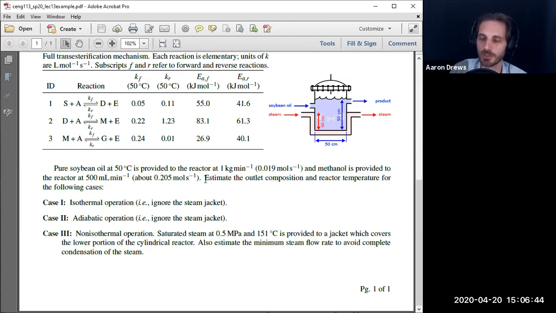So we're feeding that at a particular rate as well. And we just want a straightforward estimate of the outlet composition and the reactor temperature for each of the following cases. So we're going to try to get through as many of the cases as we can. My guess is we'll get through case 1 and probably most of case 2. And then I might leave case 3 as either something that you can try for yourself, or I might just throw it onto the homework for next week.